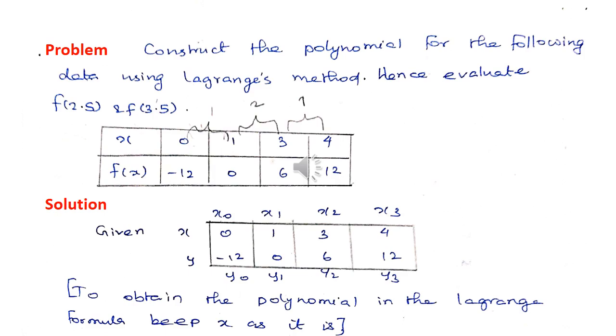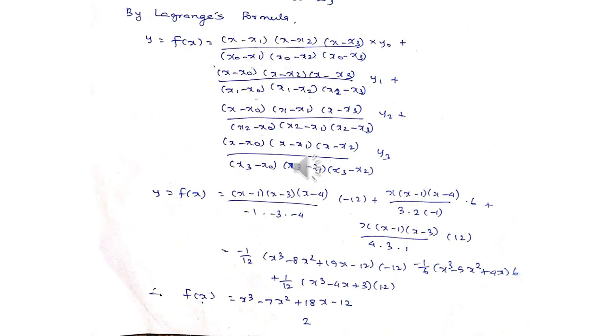Now we come to the solution. First we denote all the x and f of x as x0, x1, x2, x3, y0, y1, y2, y3. Here we have 4 entries x0, x1, x2, x3 and to each entry we have a corresponding y: y0, y1, y2, y3. We know the Lagrange's formula for n terms. Here we have only 4 terms x0, x1, x2, x3. So we use the first 4 terms of the Lagrange's formula.